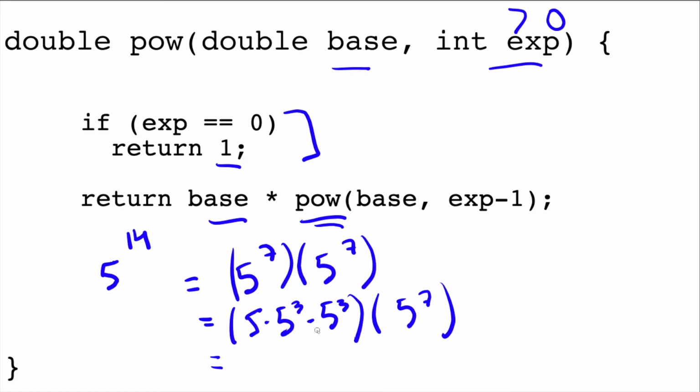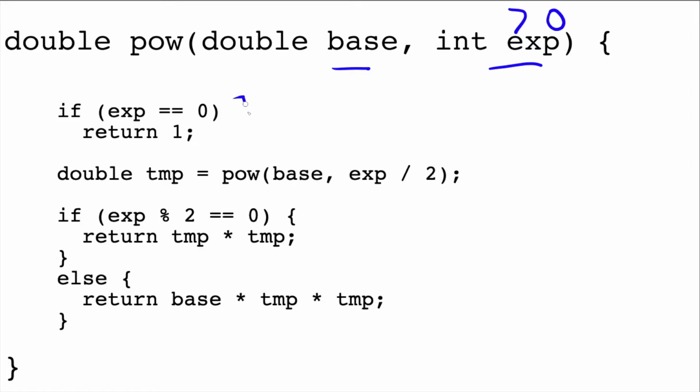So translating this into code could look something like this. We keep our base case the same. If the exp is 0, we just return 1. Otherwise, we calculate a temporary value, which is our base to the exponent divided by 2. Now, if exp happens to be even, we can just return our temporary value multiplied by itself, because that will be just base to the exponent.